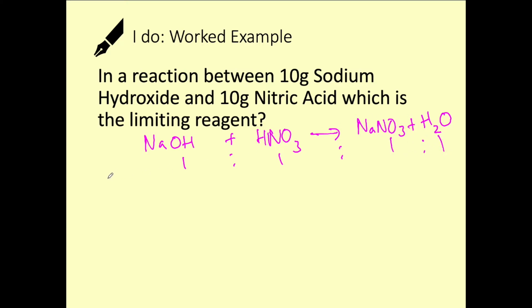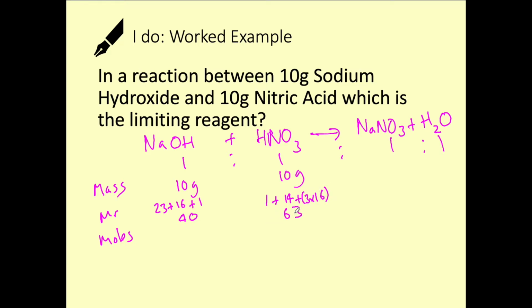Then our step 2 is to use our masses and our MRs to get our number of moles of substance. So we've got 10 grams of each of these substances. We now need to work out what the MR is for each of those using our periodic table. So the MR of sodium hydroxide can be done by doing 23 plus 16 plus 1, which comes out to be 40. We can get our MR of nitric acid by doing 1 plus 14 plus 3 lots of 16 for our oxygens, and that comes out to be 63.